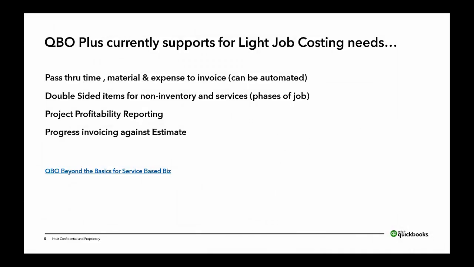Now, QuickBooks Online Plus currently does support, for clients that just don't need a lot, light job costing, if you will: pass-through time and material expense, which can also be automated, two-sided items for your non-inventory and service items, track phases of the jobs, right? Profitability for projects or sub-customers, whichever you use for that, as well as, recently, in the last several months, we added progress invoicing, right? So, and there's some good stuff coming as well, but really light job costing needs, okay? Not really true construction management scheduling software, okay?